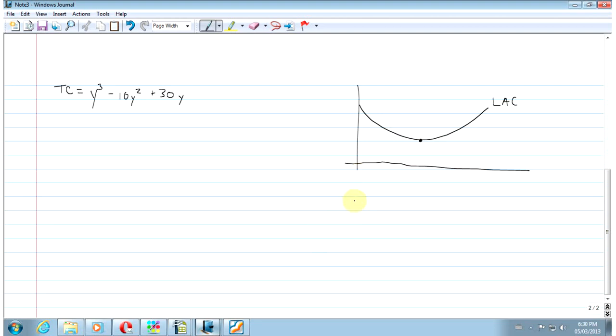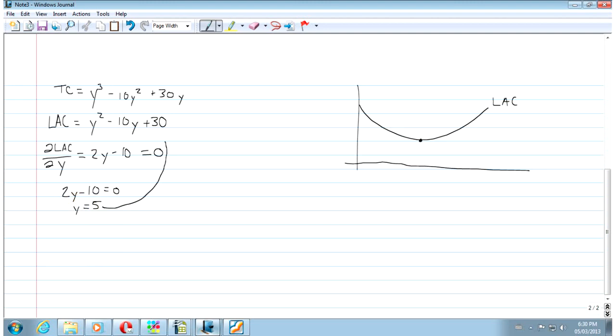If TC is y cubed minus 10y squared plus 30y, then long-run average cost must be y squared minus 10y plus 30. Now I want to find the minimum value, so I take the derivative with respect to y and set it equal to 0, looking for where the slope is 0. So my minimum value of long-run average cost occurs at y equals 5.